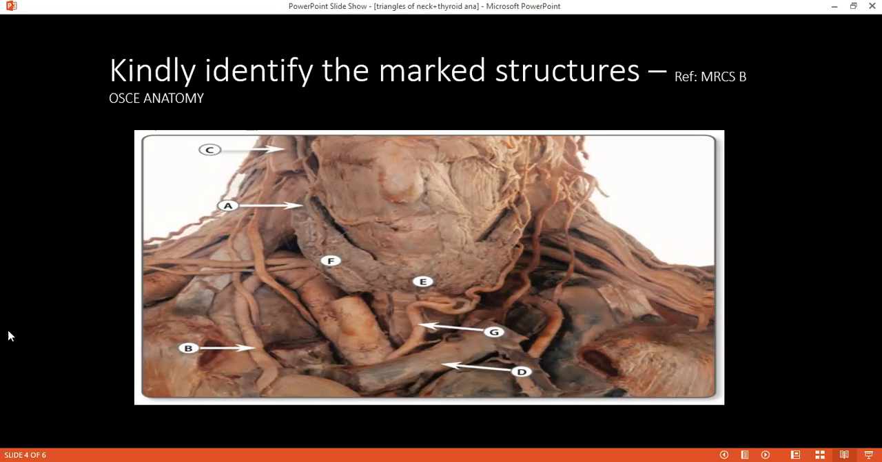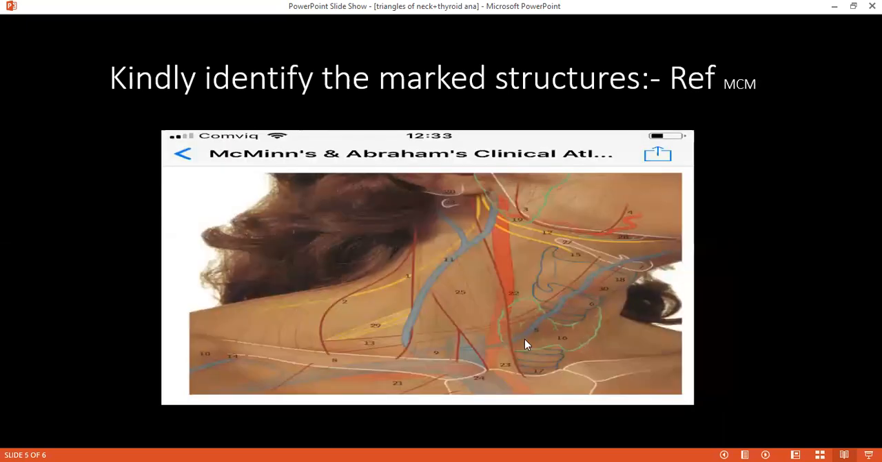Okay, good. Can you please tell me what is this 22 that you're looking at? You have to think from here. It's starting. This is 23 and this is going above. Now tell me, please. It's common carotid. Yes.